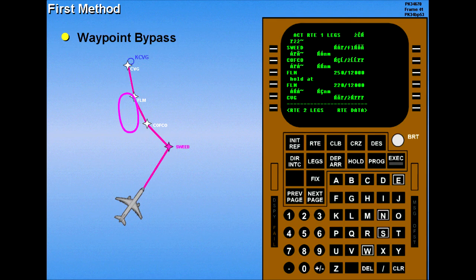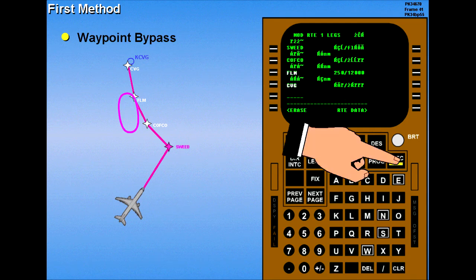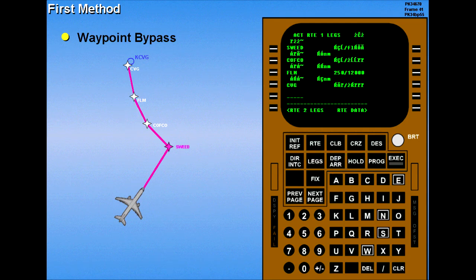To begin, first select the legs page and notice the position of the holding fix line. Next, perform a waypoint bypass to remove the holding fix. In this case, line select Cincinnati over the Falmouth hold at line. Then, when the modification is executed, the holding pattern will cancel.